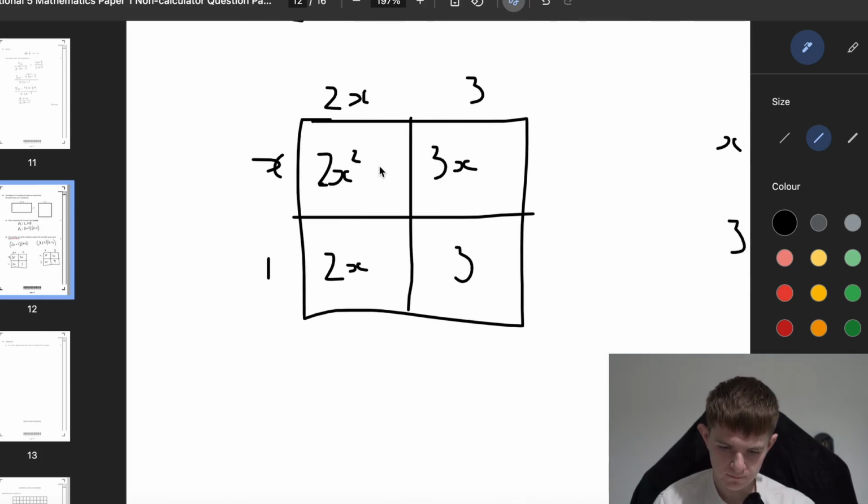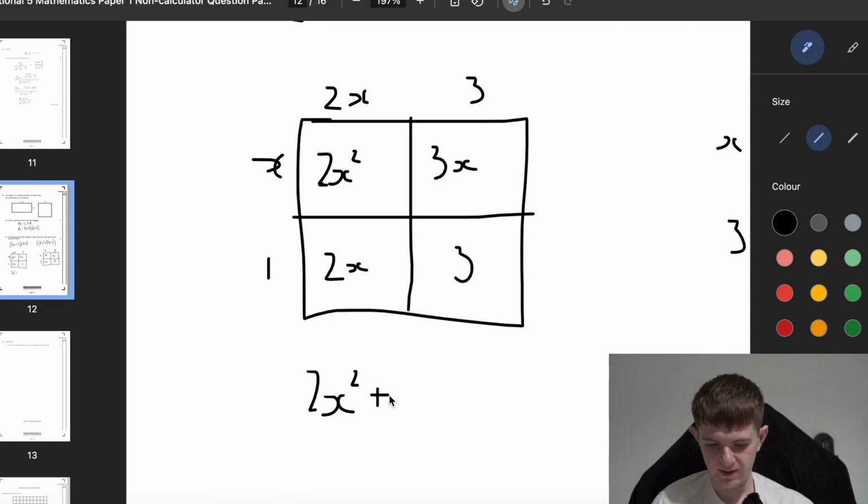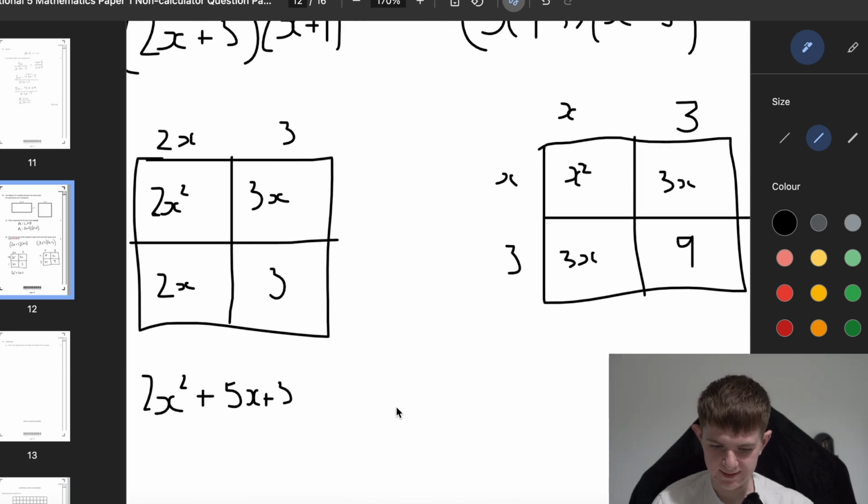So let's take all that information out of the boxes and figure it out. We've got collect like terms, so the 3x and the 2x is 5x, so we've got 2x squared add 5x add 3. Our other box is collect like terms. 3x add 3x is 6x. So we've got x squared add 6x add 9.